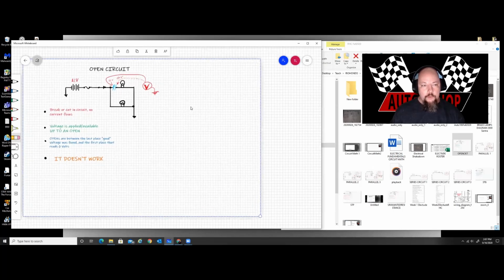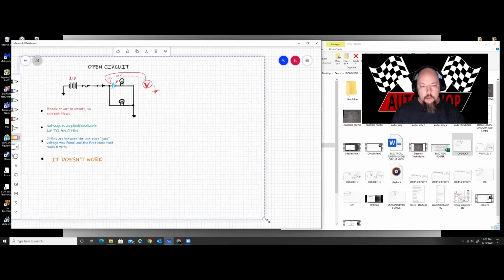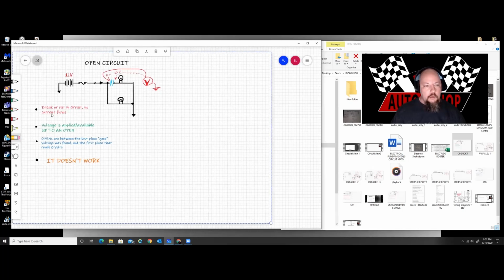Now here we have an open circuit. An open circuit is a break or a cut in the circuit where no current flows. Voltage is applied up to that open. Voltage is always available up to an open, provided you have the circuit on, of course. Okay, provided your intention is to have the circuit on.